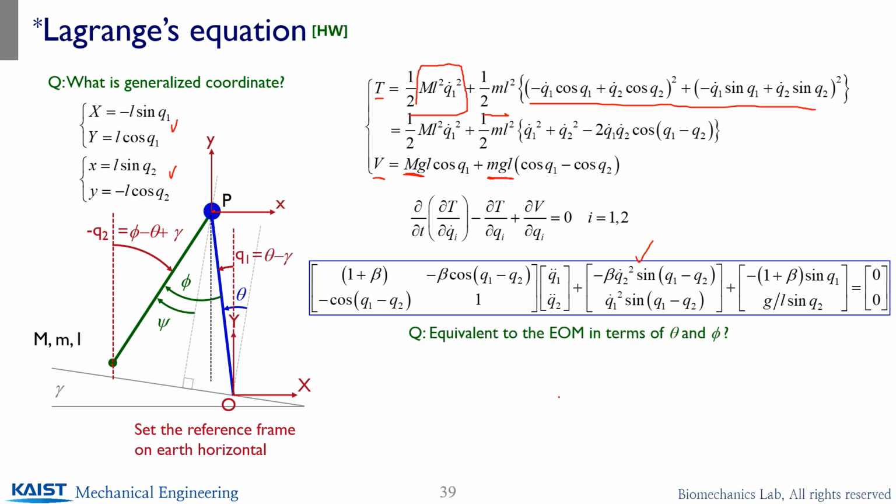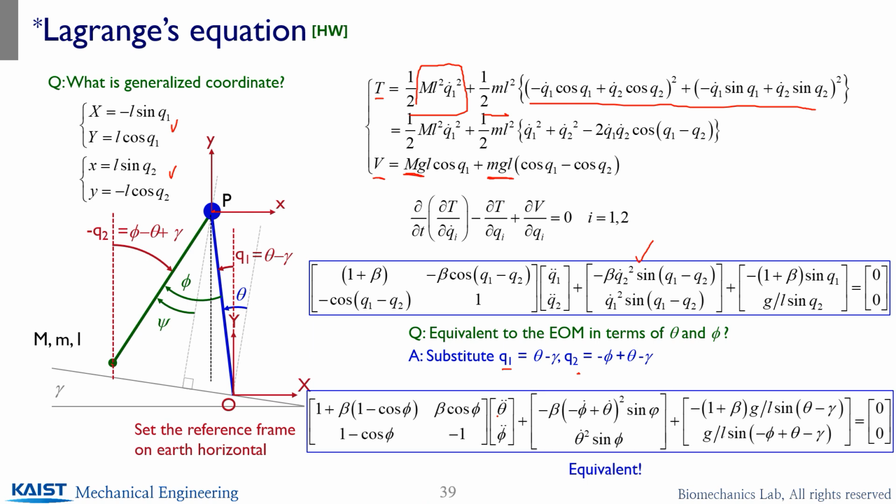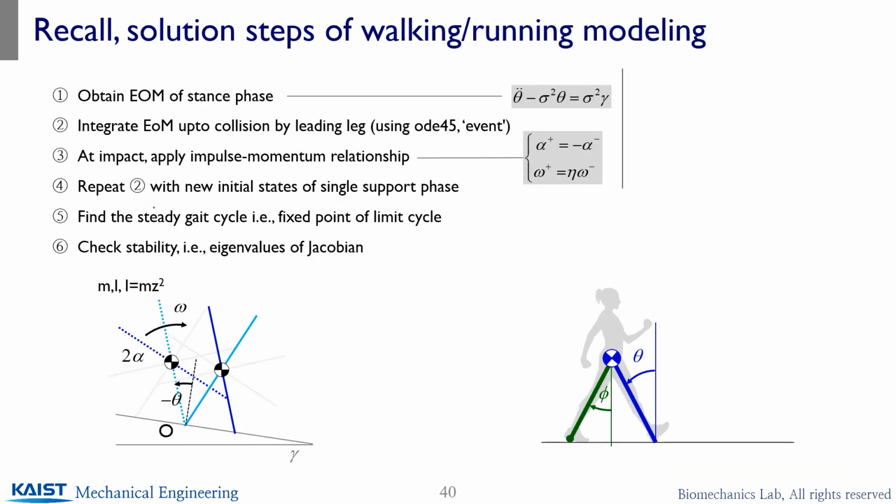And this looks pretty much similar to what we just obtained using Newton's law. And if you just substitute Q1 and Q2 in terms of theta, phi, and gamma, what you would have is exactly equivalent to what we have just derived using Newton's law. So I strongly recommend you work on Lagrange's equation as well. Okay. To summarize, we have gone through all the steps.